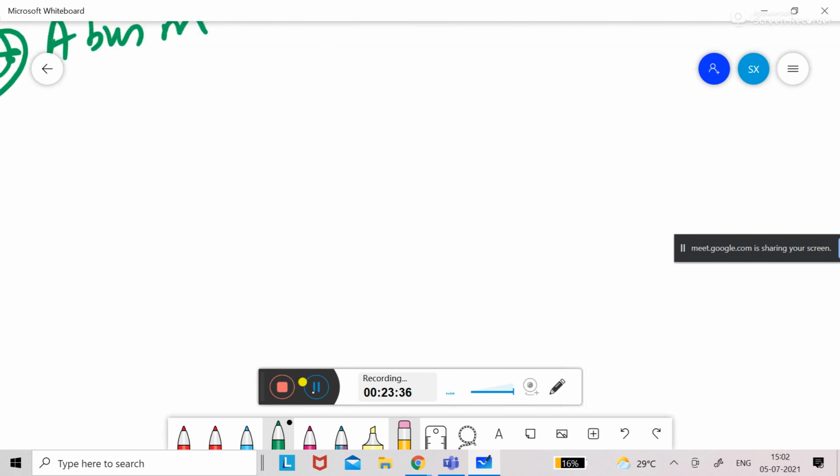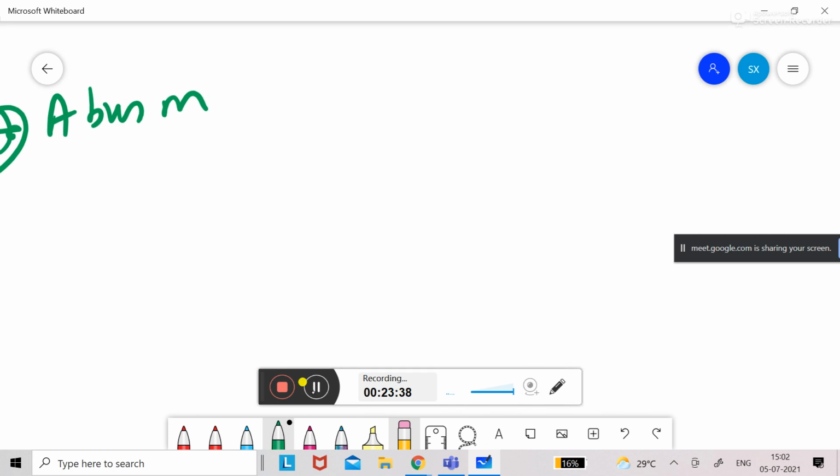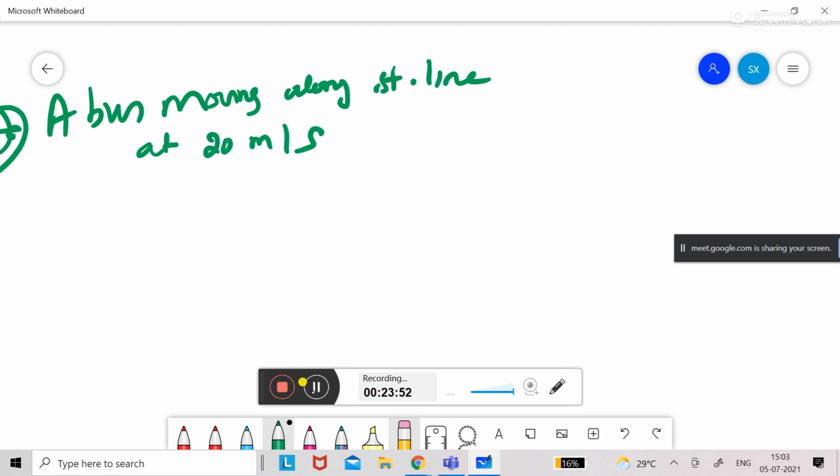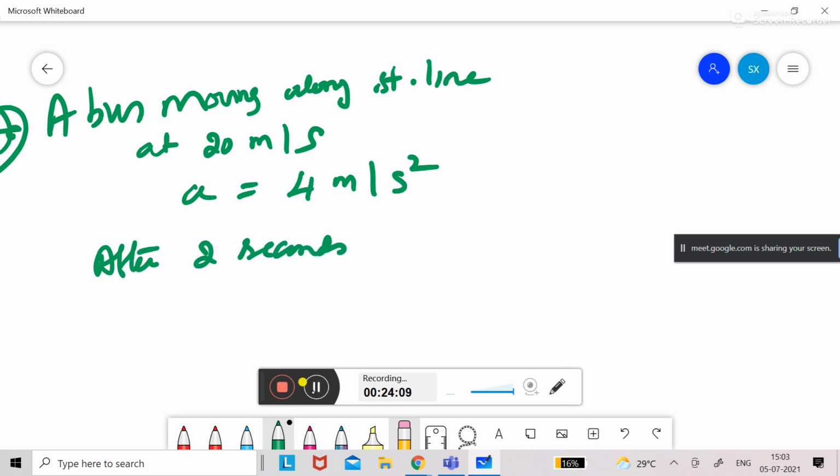Second one. A bus moving along a straight line at 20 meters per second undergoes an acceleration of 4 meter per second square. After 2 seconds, find its speed. What will be its speed?